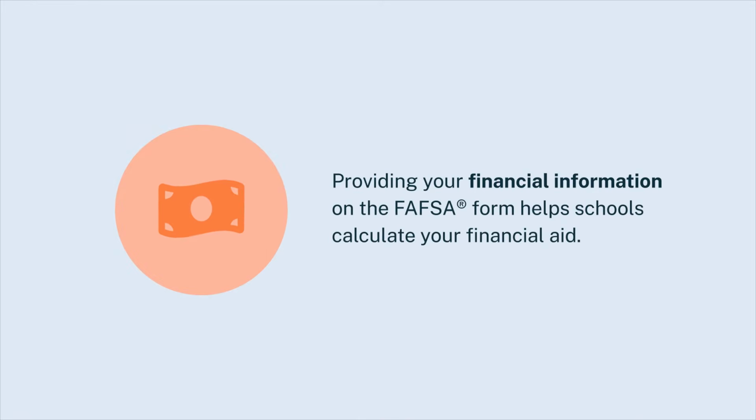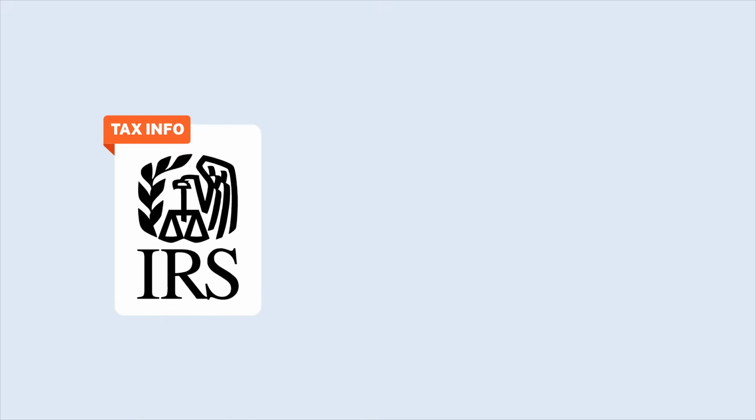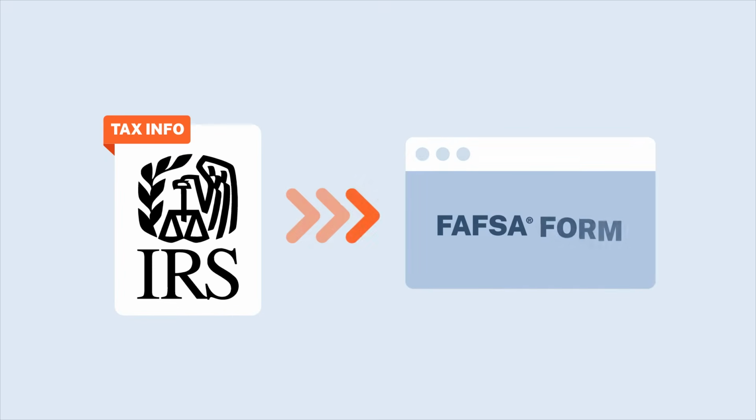The answers you provide in this section of the FAFSA form will help colleges, career schools, or trade schools to determine how much financial aid you may be eligible to receive. If you provided consent and approval in the earlier section of the FAFSA form, your federal tax information will be transferred automatically from the IRS into your form. You won't be able to see this federal tax information.